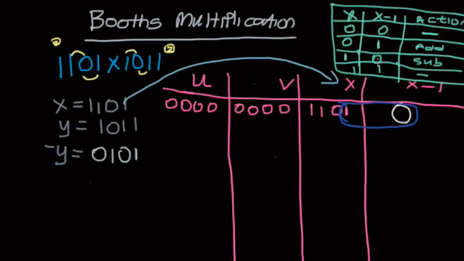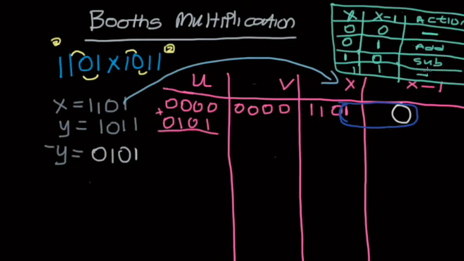You have a 1 and a 0, so what do you do? You subtract. This is where your negative y comes into very good use, because sometimes you're going to be trying to subtract and it's going to be very hard for you. So why try subtracting when you can just add? I mean, addition is easier. So you use your 2's complement and say 0 1 0 1, and then you try adding.